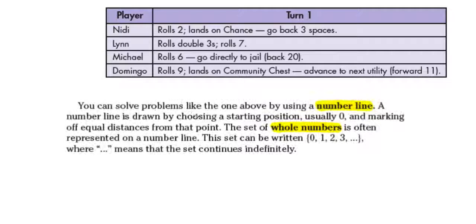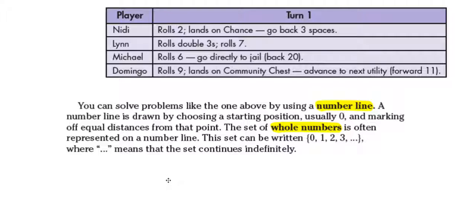So you can solve problems like the one above by using what we call a number line. A number line is drawn by choosing a starting position, usually 0, and marking off equal distances from that point. The set of whole numbers is often represented on a number line. This set can be written as 0, 1, 2, 3, and so on, where the three dots mean the set continues indefinitely.